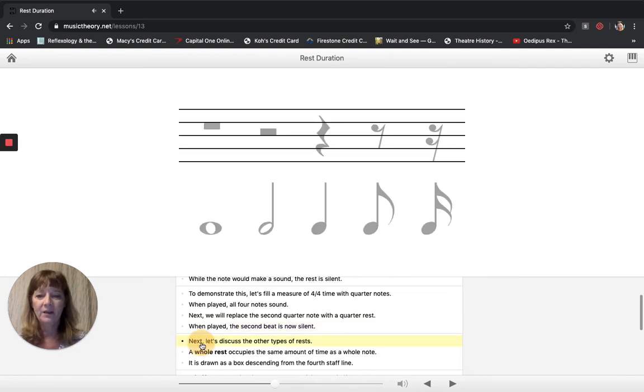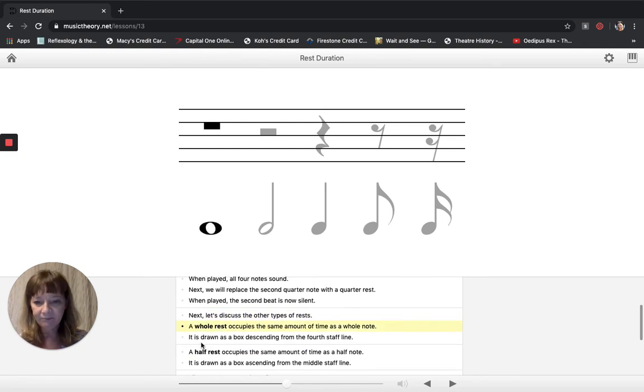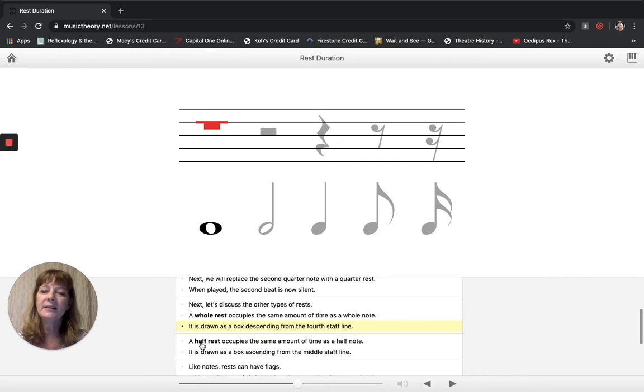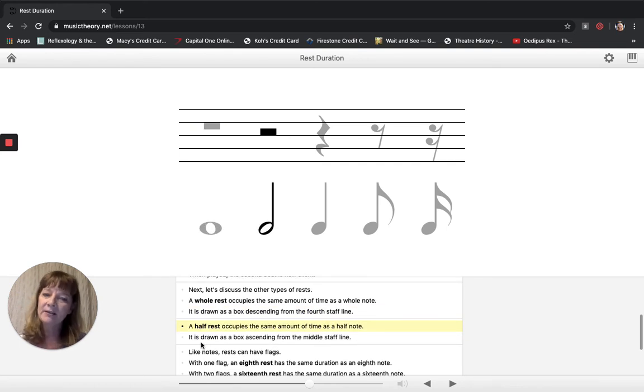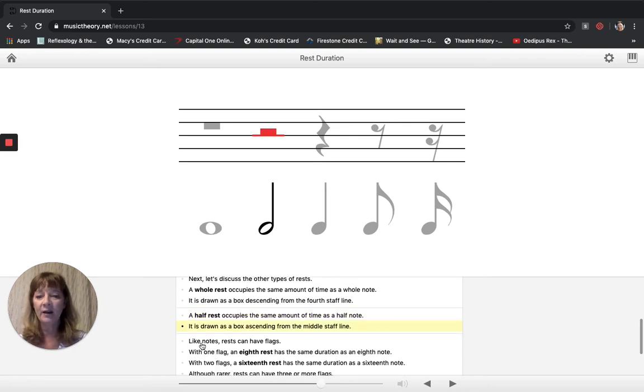Not hard. So let's talk about the other types of rests, okay? We have a whole rest. It's drawn with a box descending from the 4th staff line. It'll always be the same when you see a whole rest. The box goes down from the 4th line on the staff. A half rest occupies the same amount of time as a half note, but the difference in a half rest and a whole rest is that the box goes up from the middle line on the staff.